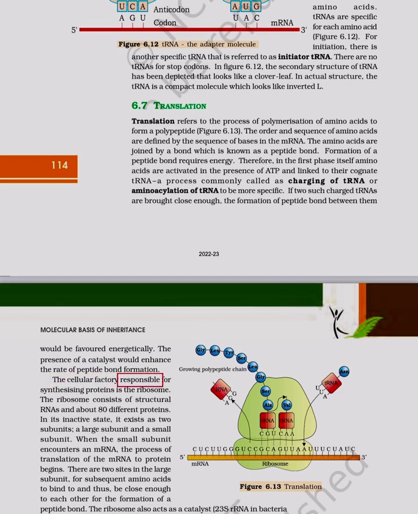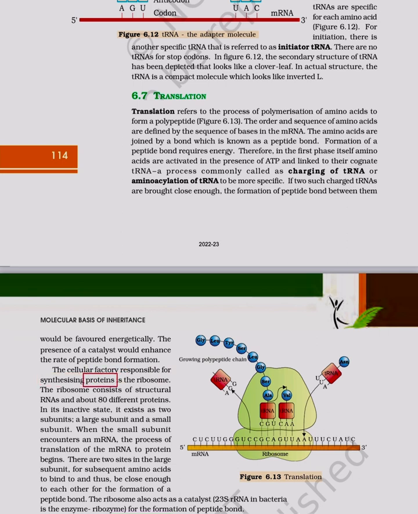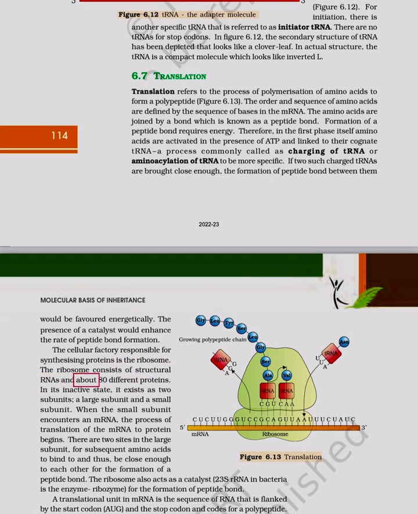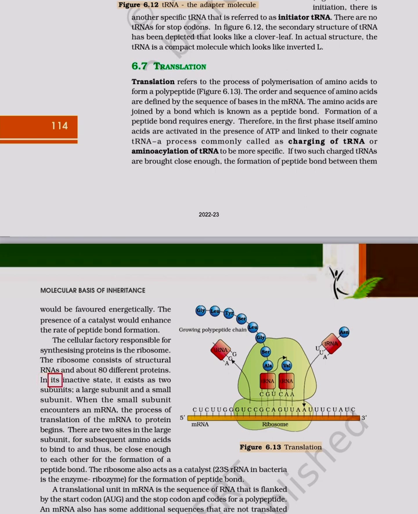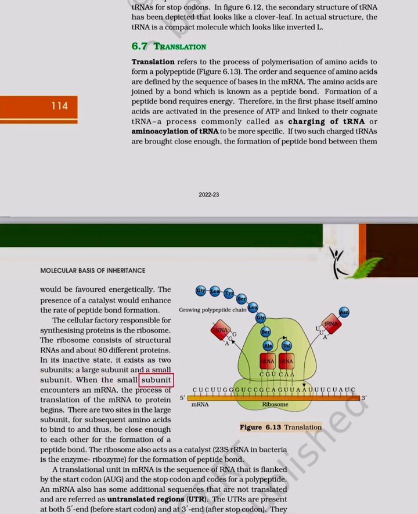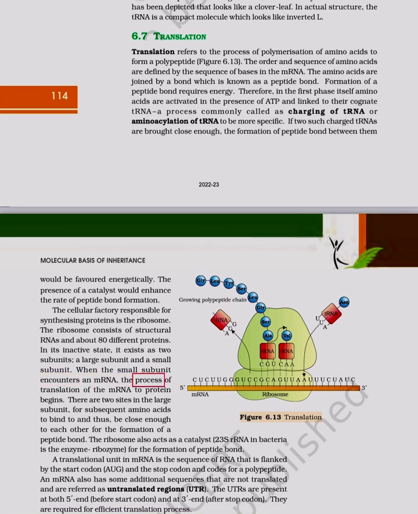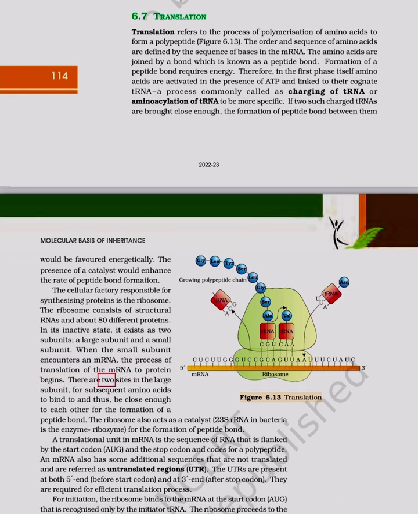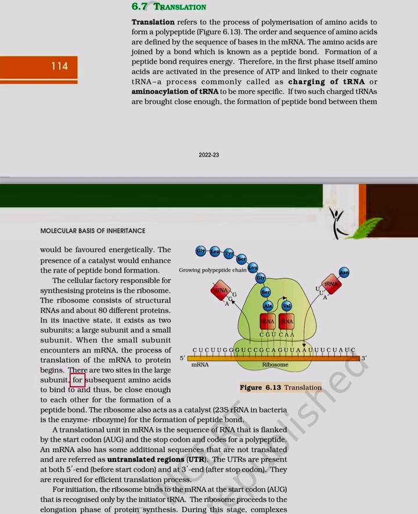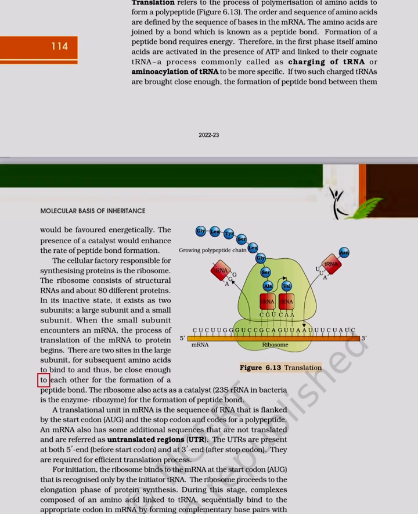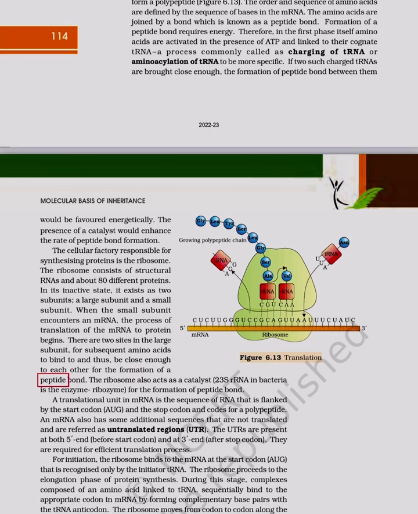The cellular factory responsible for synthesizing proteins is the ribosome. The ribosome consists of structural RNAs and about 80 different proteins. In its inactive state, it exists as two subunits, a large subunit and a small subunit. When the small subunit encounters an mRNA, the process of translation of the mRNA to protein begins. There are two sites in the large subunit for subsequent amino acids to bind to and thus be close enough to each other for the formation of a peptide bond.